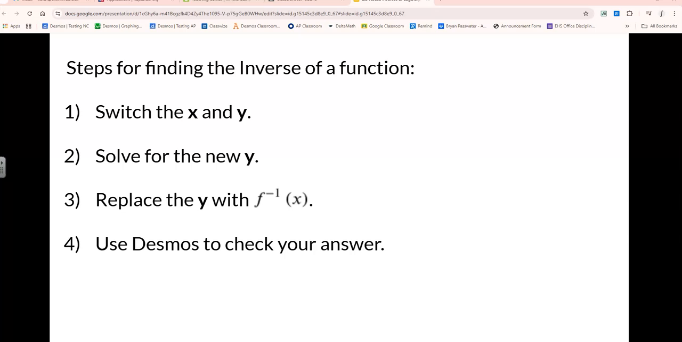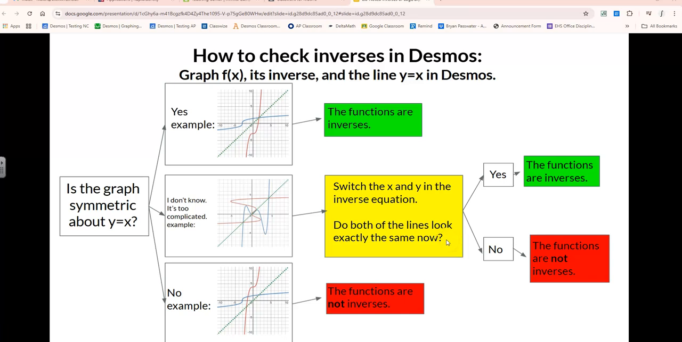Same as we did for other inverses. The only difference is because our original function has logs or exponentials, we'll have to use logs or exponentials to solve. But as far as the process goes, it's the same. Switch the x and y, solve for the new y, replace the y with f inverse of x. So it's that same process that we did on inverses before. And then use Desmos to check your answer. I would strongly encourage you to do that.